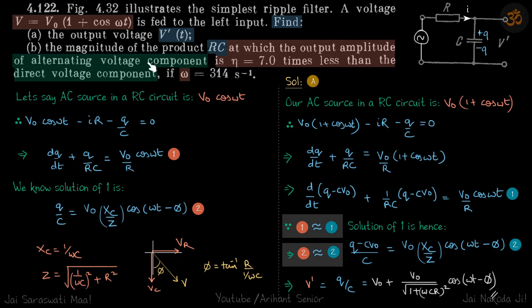Now let's read the second part. In the second part, we need to find the magnitude of the product RC at which the output amplitude of the alternating voltage component, which is this one with this amplitude, is eta times less than the direct voltage component. The direct voltage component is this. So it's saying that V0 by eta should be equal to this, or eta should be this denominator. That's why it's asking, if that is the case, what is the value of RC? Let's quickly see that.